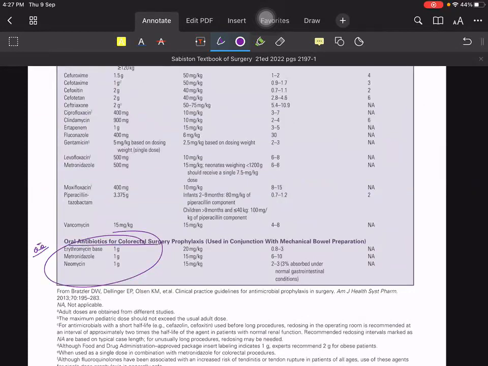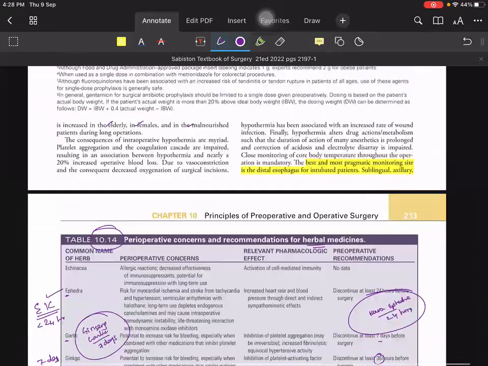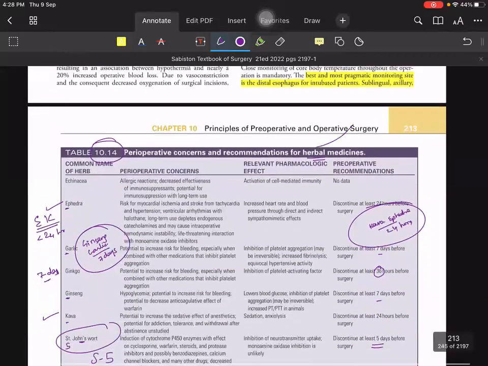What are the oral antibiotics for colorectal surgery prophylaxis, used in conjunction with mechanical bowel preparation? One is erythromycin base, number 2 is metronidazole, number 3 is neomycin. Finished. So this I already told for herbal medicines.